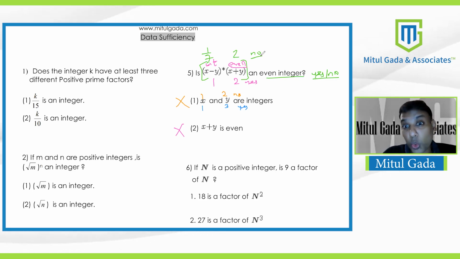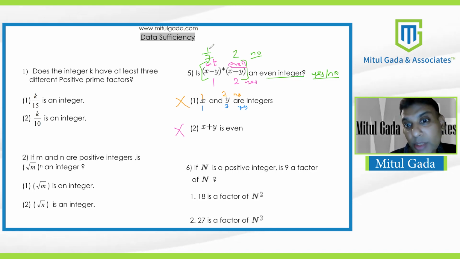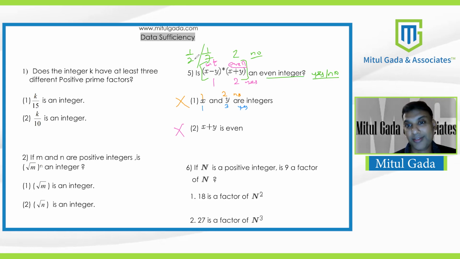For example, half. 2 into half is just 1, which is not even. It is an integer, but not even.